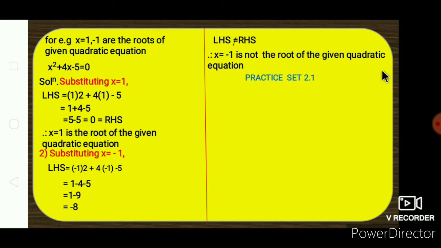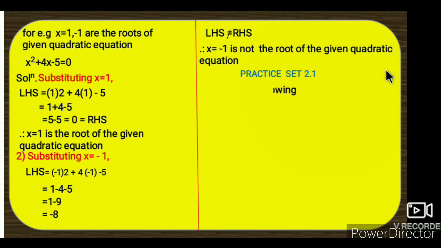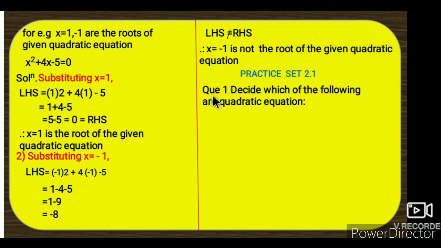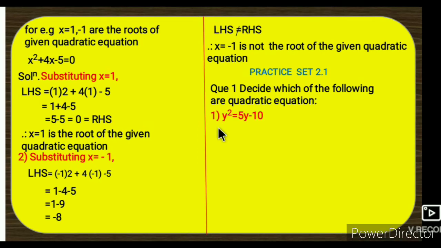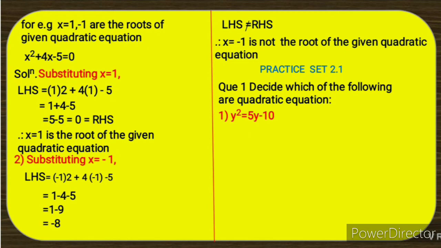Practice set 2.1. The first question is: decide which of the following are quadratic equations. Students, this type of question is asked in the board exam for 1 mark. The first example is y square is equal to 5y minus 10. A quadratic equation is an equation involving one variable and having the maximum index of the variable as 2.